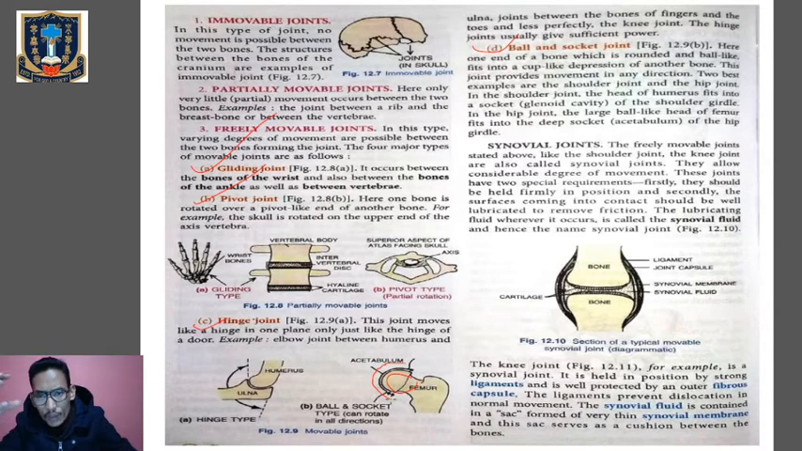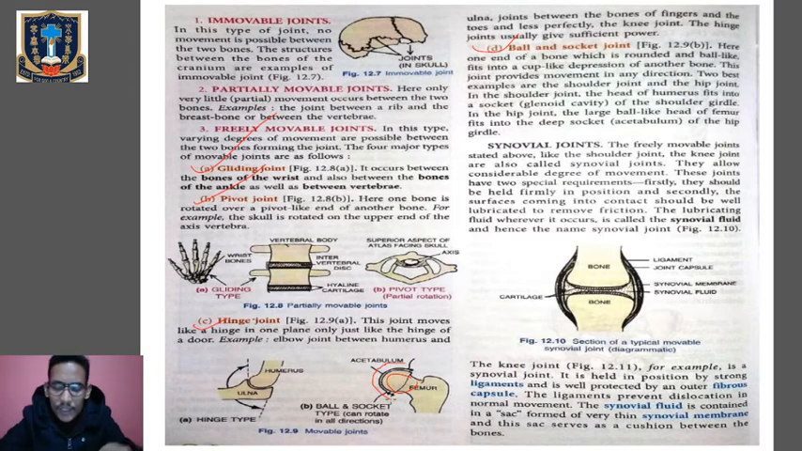So here, one bone is rounded, and another one has a cup-like depression. This round bone will fit into the cup-like depression of the other bone, and this joint provides movement in any direction. The best examples are the shoulder joints and the hip joints. Clear? In the shoulder joint, the head of the humerus fits in the glenoid cavity, and in the hip joints, the large ball-like head of the femur fits into the acetabulum. So these are the 2 examples of the ball and socket joint.